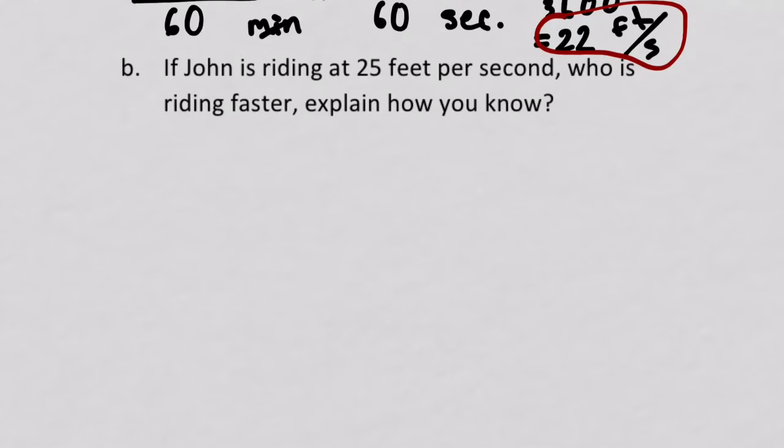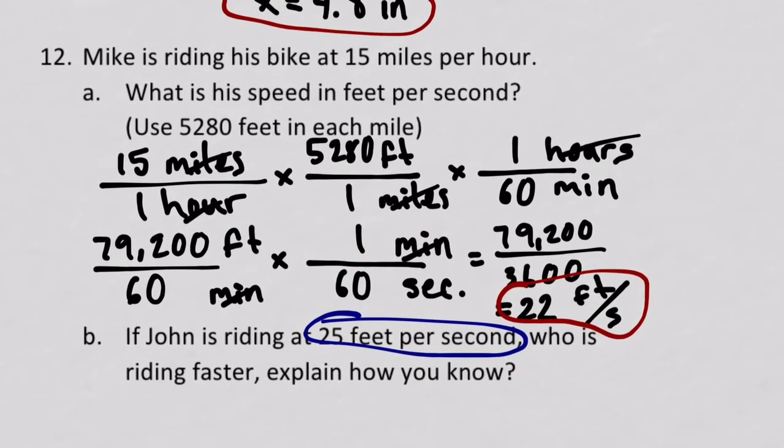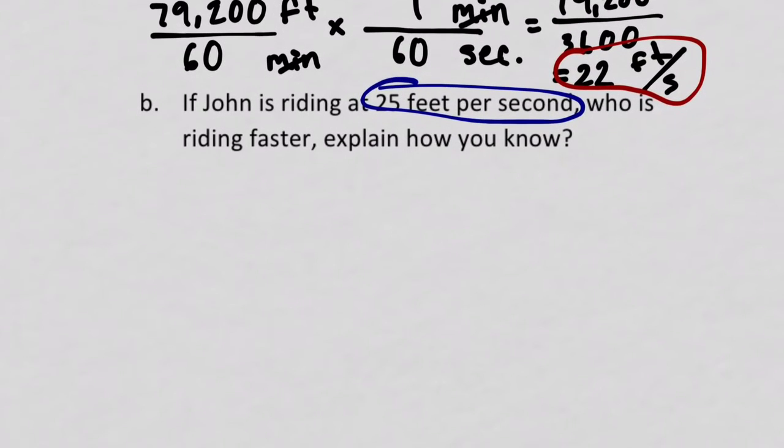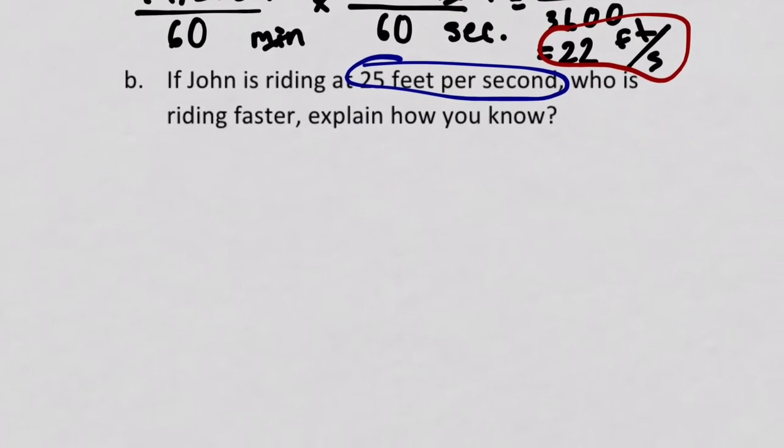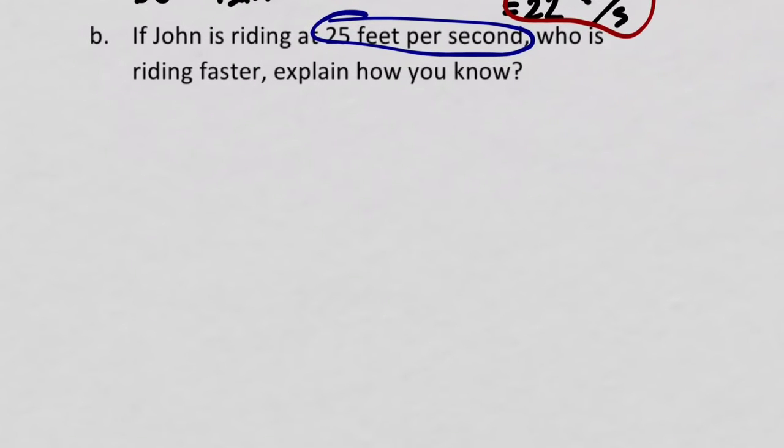Okay, part B is related. It says John is riding at 25 feet per second. Who's riding faster? We know John is 25 feet per second, as they told me right here. And what was the other guy's name? Mike. Mike is 22 feet per second. So you can obviously see who is faster. 25 feet per second is faster than 22 feet per second. So I'm going to say John is riding faster.